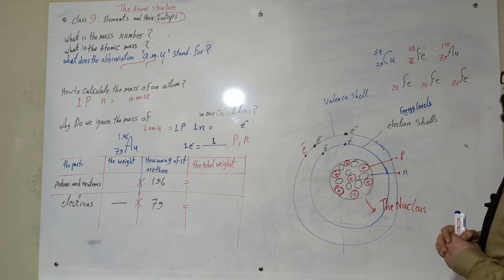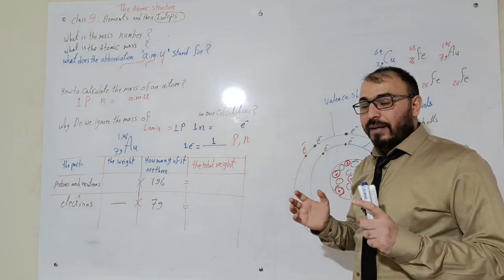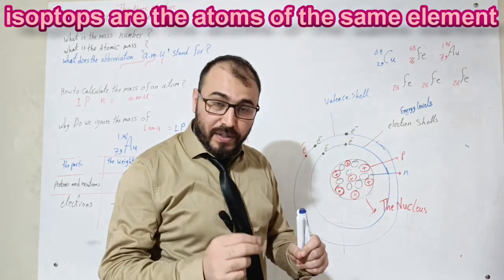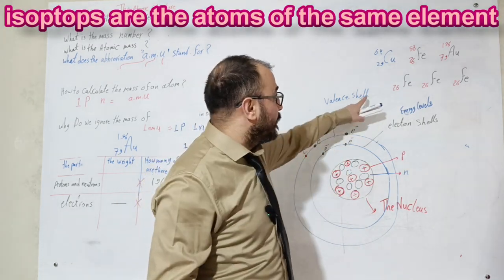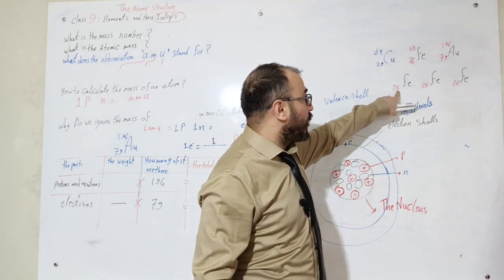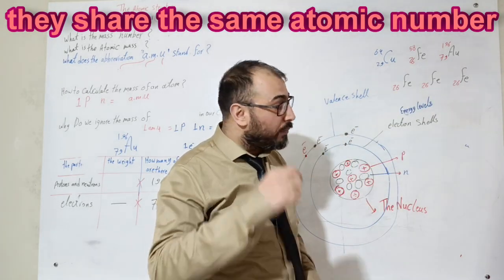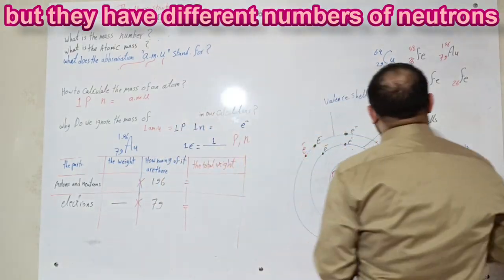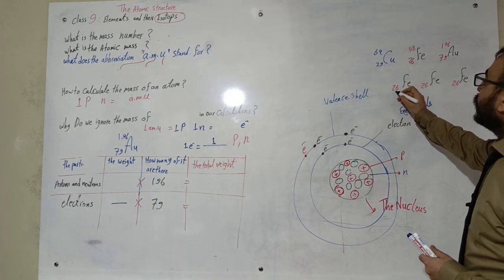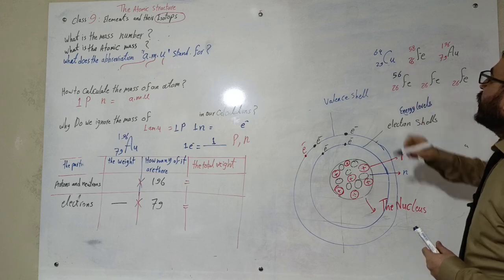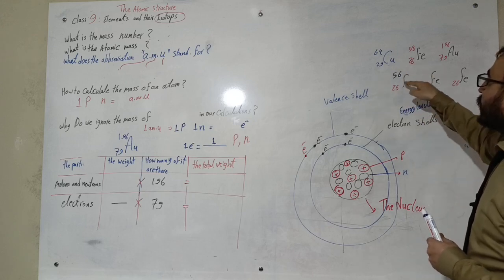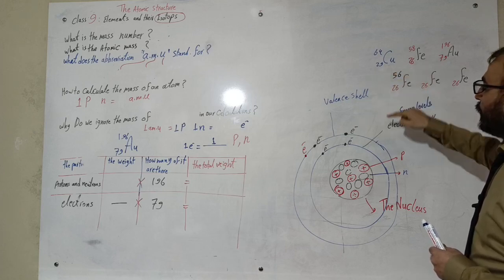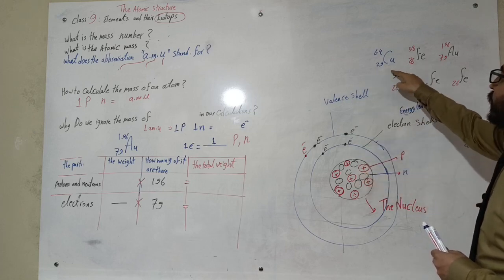Then after that, we talked about some atoms called isotopes. And we said that isotopes are the atoms of the same element, meaning they share the same number of protons, or the atomic number, but they have different numbers of neutrons. For example, we have iron here, 26, 56, meaning that this atom of iron has 26 protons and 30 neutrons, and the total mass number is 56.